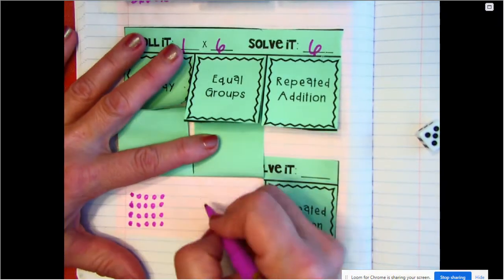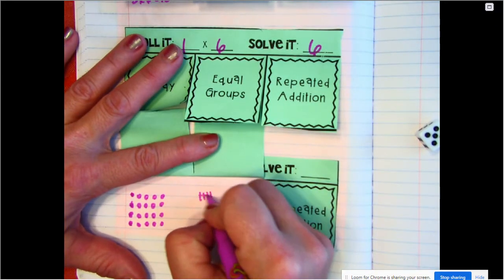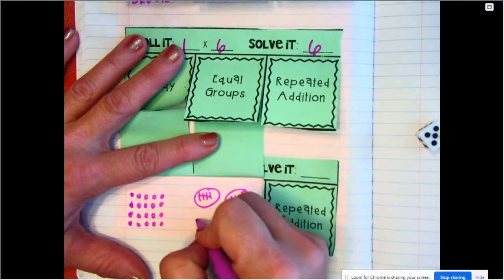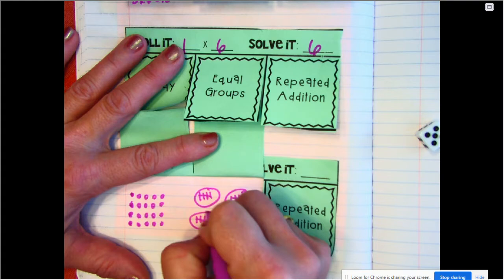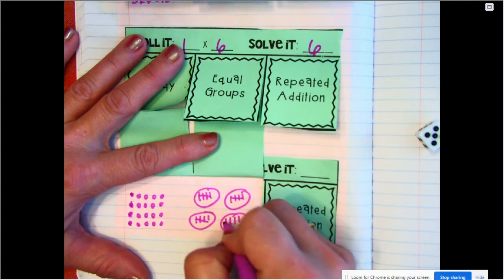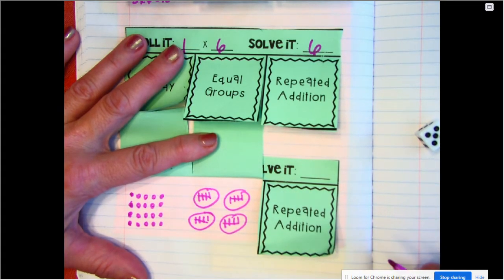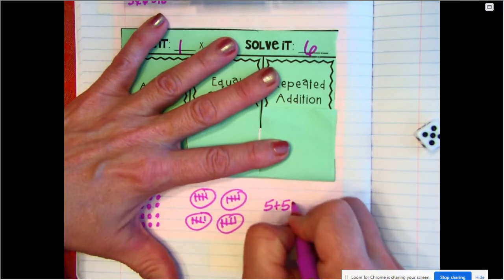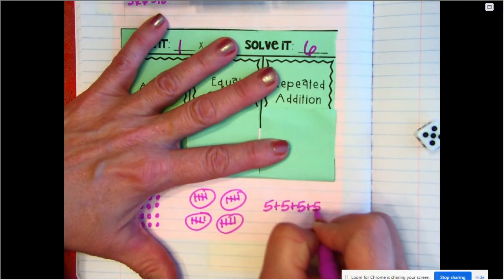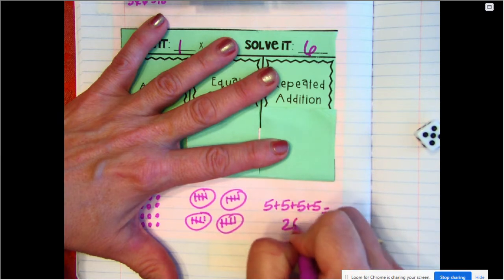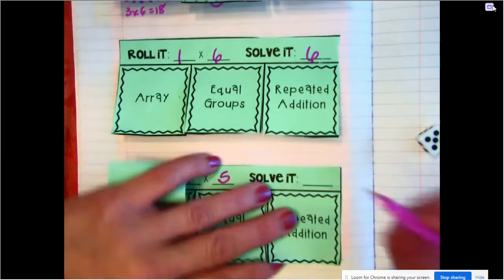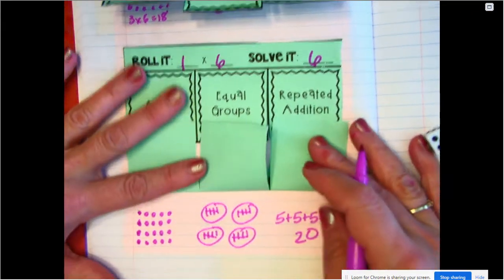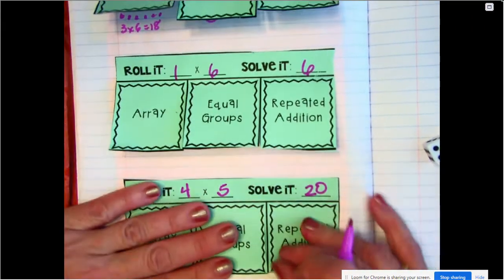My equal group would be 1, 2, 3, 4, 5. Looks like little footballs, doesn't it? So there's 5 in each group. And that would be 5 plus 5 plus 5 plus 5 equals 5, 10, 15, 20. All right, so make sure you have everything drawn underneath each of these.